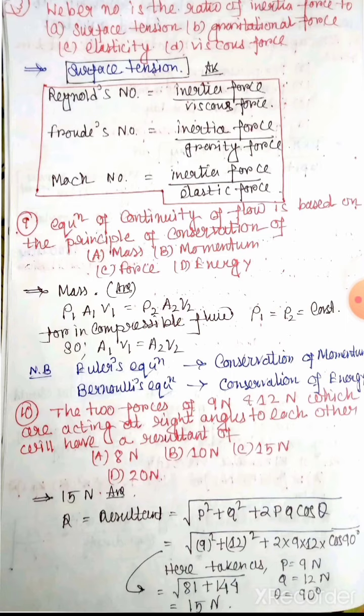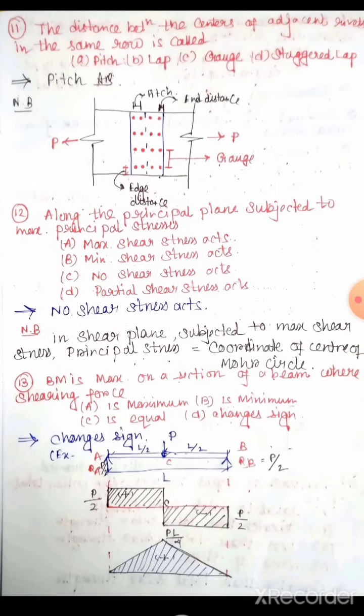Let's try. The resultant is denoted as R, and the formula to find the resultant is root over P square plus Q square plus 2PQ cos theta. Here, P equals 9 Newton, Q equals 12 Newton, and the angle between them is 90 degrees. As you know, cos 90 equals 0. So root over 9 square plus 12 square equals root over 81 plus 144, that means root 225. The answer for this question is 15 Newton.